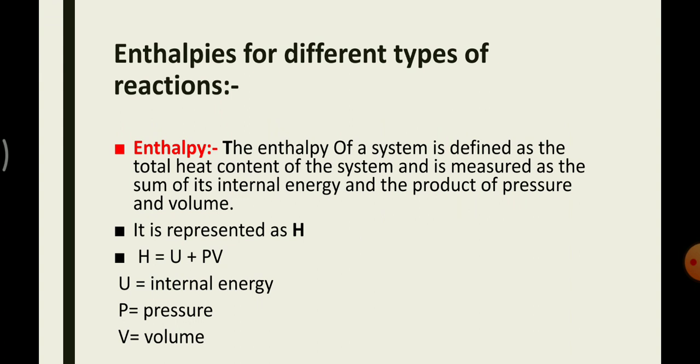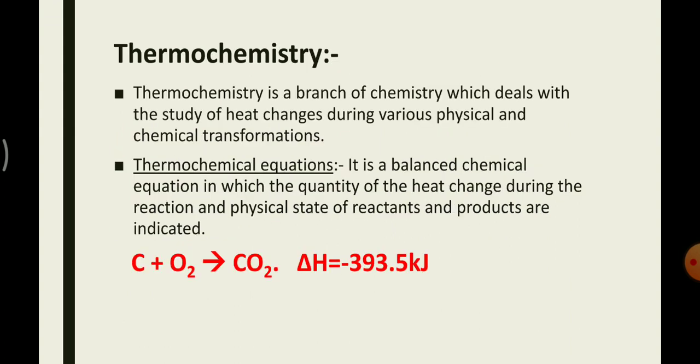Enthalpy. The enthalpy of a system is defined as the total heat content of the system, and is measured as the sum of its internal energy and the product of pressure and volume. It is represented as H. So enthalpy H is equal to U plus P into V. Here H is nothing but enthalpy, U is nothing but internal energy, P is nothing but pressure, V is nothing but volume. And here these are the different enthalpy reactions.